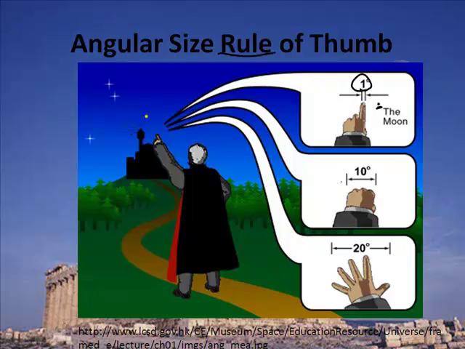If you take a closed fist, for the average person, it's 10 degrees, and if you can obscure it with your open hand, it's 20 degrees. So you can get a rough estimate of how big something is using this angular size rule of thumb. Now let's do an example.